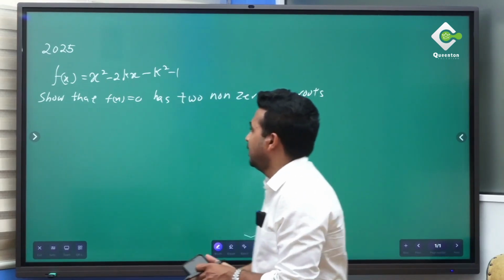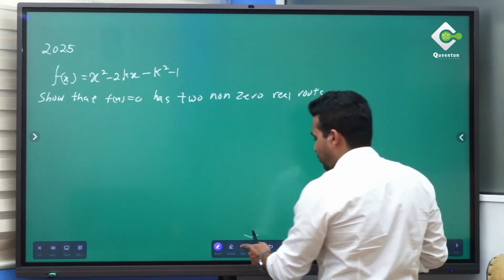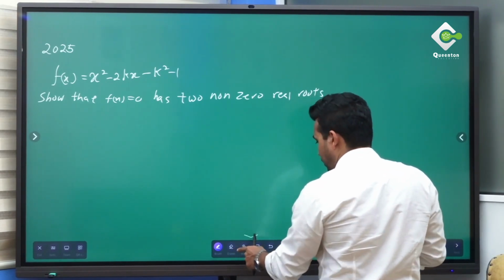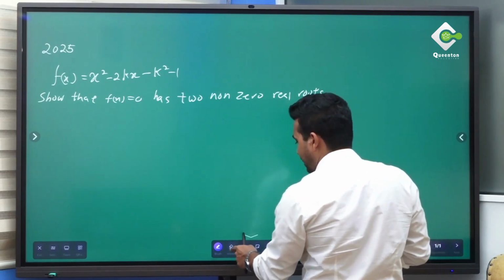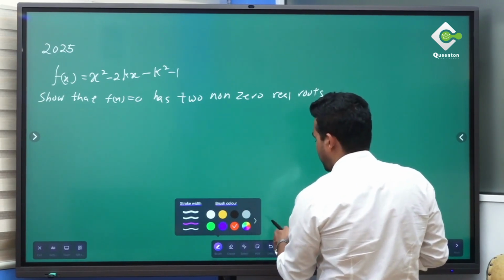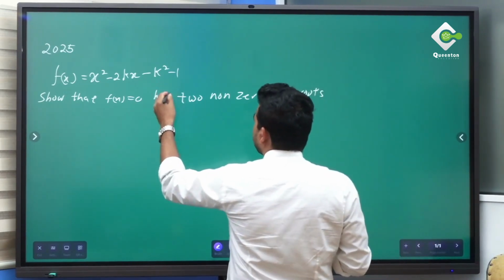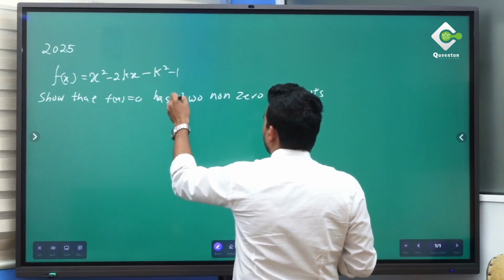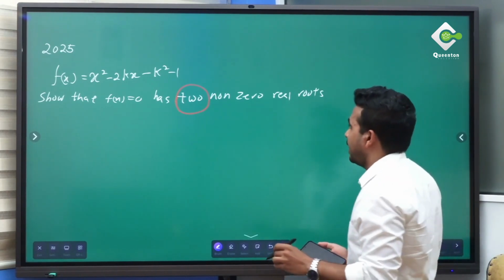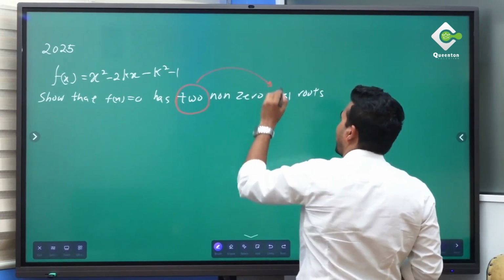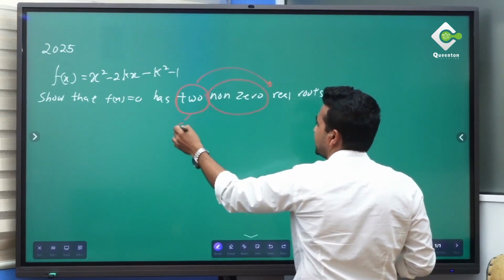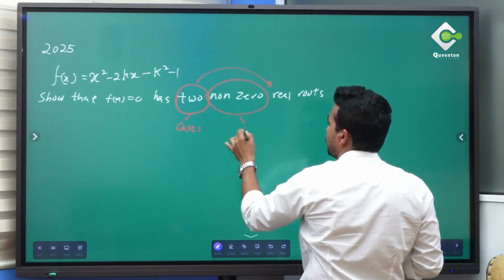But here we have two conditions. We have to highlight those when we are reading the question. There are two cases behind this question. First is two real roots, and the other one is non-zero. This one is case 1 and this one is case 2.